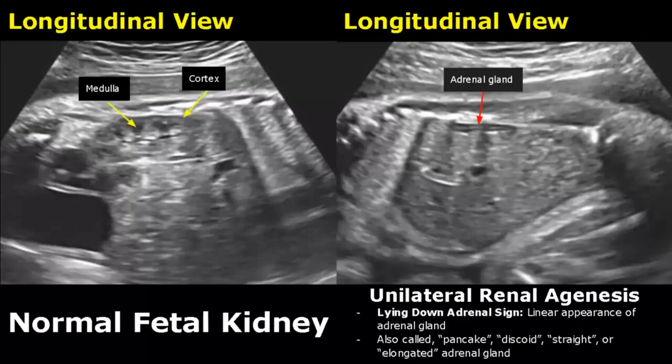In a lying down adrenal sign, there is a linear appearance of the adrenal gland. This is a sign of renal agenesis. Here you cannot see any kidney, and we only see the adrenal gland in a flat configuration. It is also called pancake, discoid, elongated, or straight adrenal gland.